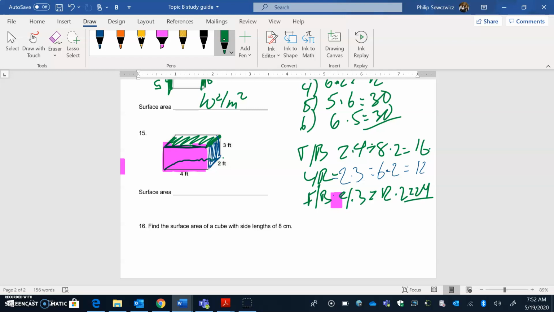So let's add them all up now. All right, 16 plus 12 is 28. 28 plus 24 is 52. So we do get 52 feet squared.